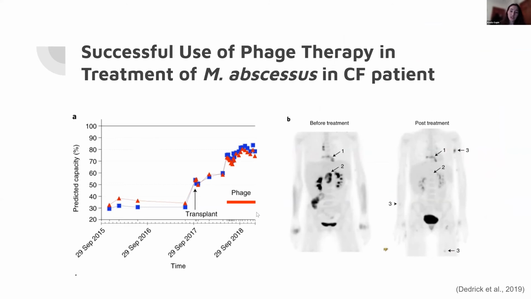In this particular case study, a patient with cystic fibrosis had an antibiotically resistant strain of M. abscessus. And treatment was not working, obviously, because it was antibiotically resistant. But when they were treated with a cocktail of a number of different phages, you can see here over time, the amount of phage in their system increases. And this correlates very closely with the predicted lung capacity shown here on the left. And so visually on the right, we see that as time progresses, as this phage therapy has the chance to take effect, the infection in the patient begins to dissipate and the phages are able to get rid of that infection.